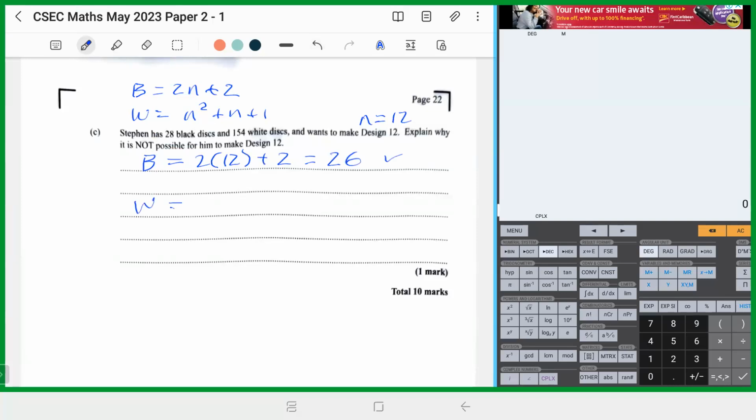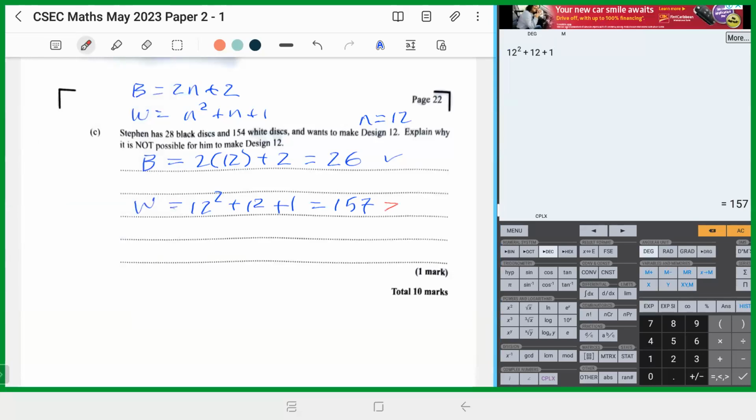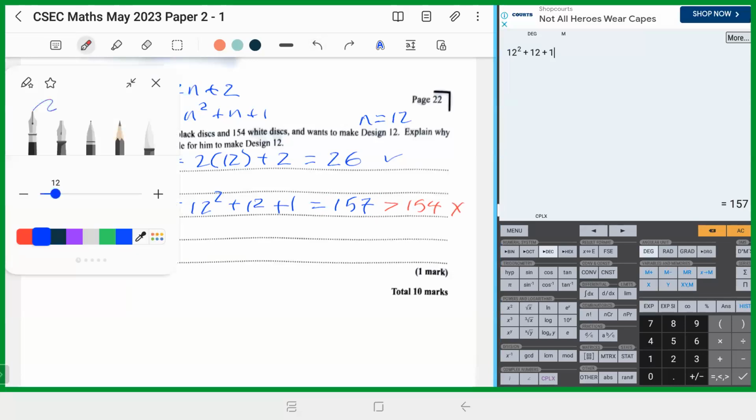So for the white, this is the formula for the white. So it is 12 squared plus 12 plus 1. Let's see what that gives. It's 12 squared, which is 144, plus 12 plus 1. That is 157. This is 157. And 157 is actually greater than the amount that he has. 157 is greater than 154. So he does not have enough white. So that is it. Not enough white.